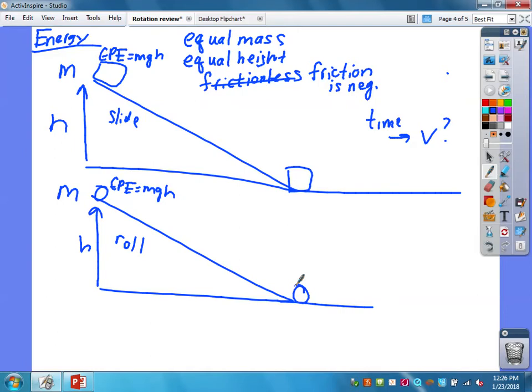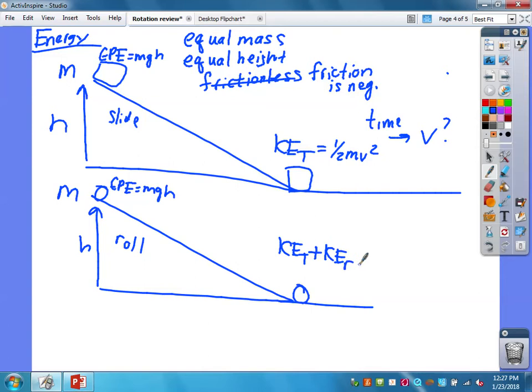Well, this one's just sliding, so this is going to change into translational kinetic energy, which is the 1/2 mv squared formula. Again, that is the energy of the object actually changing position. Well, this object's also changing position. It will have translational kinetic energy, but what's this object also doing? Some of that energy has to be changed into rotational kinetic energy.